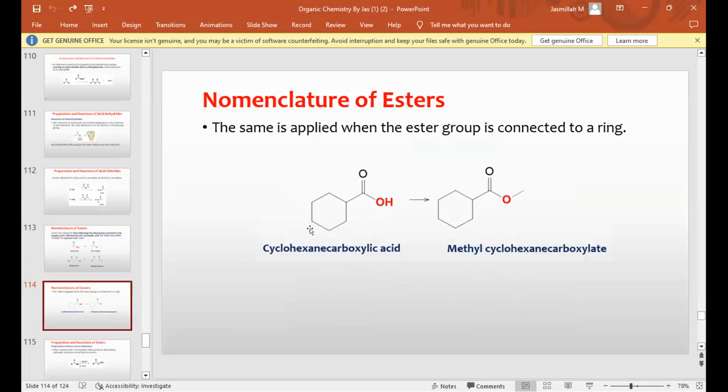Then we have these cyclic esters. As usual, we name according to the number of carbons on this cyclic compound. Here we see it's a 6-membered carbon ring, so cyclohexane carboxylic acid.